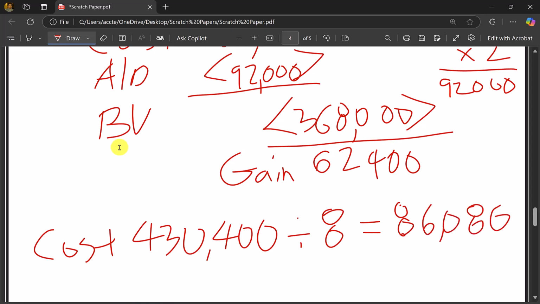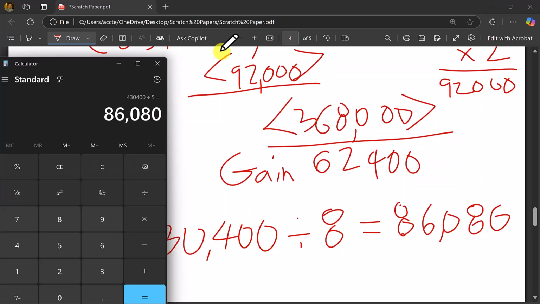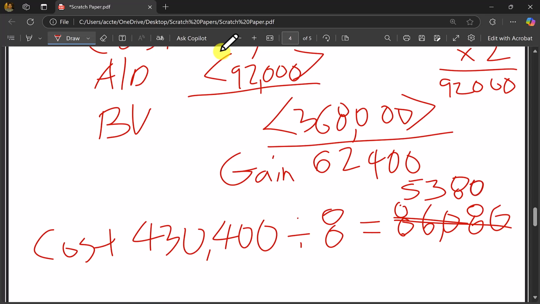Wait, let me try that again. Let me clear my calculator. 430,400 divided by 8. Okay, the first result was not right. It's 53,800. Now, this is what the subsidiary recorded as depreciation.